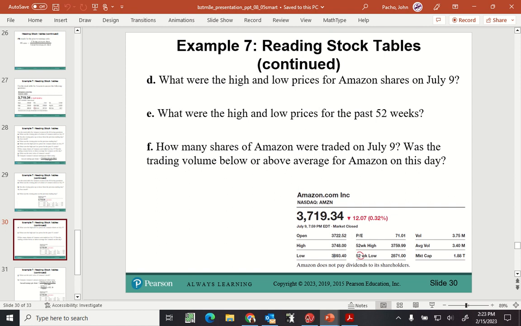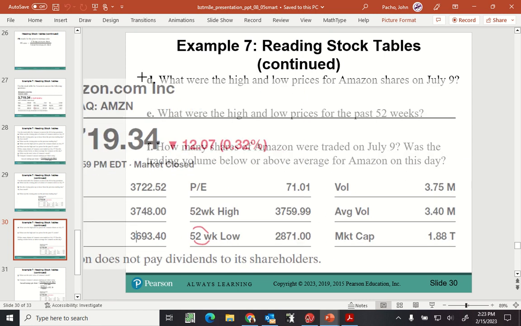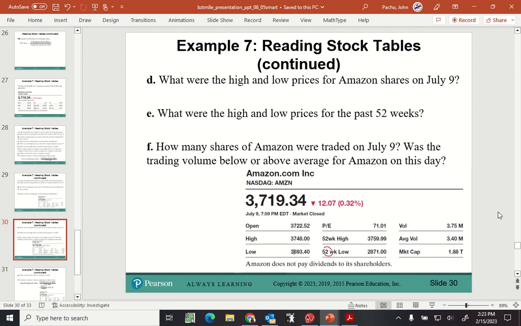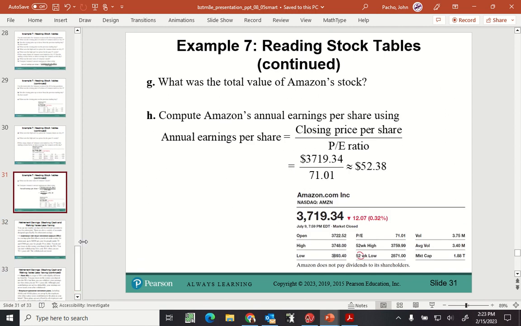Okay, after that, what did that say? Market cap. What was the high and low prices for the past 52? Right here in the middle where it says 52-week high, 52-week low. You see that? Yeah. And that's what it's looking for. All right, where are we at now? G, what was the total value of Amazon stock? That's the market cap. 1.88 trillion.